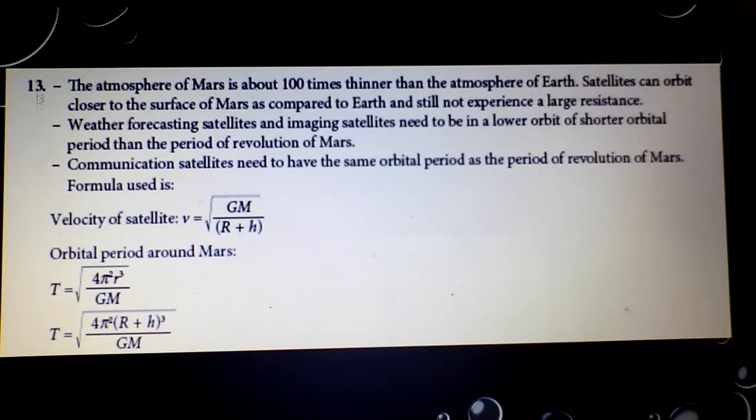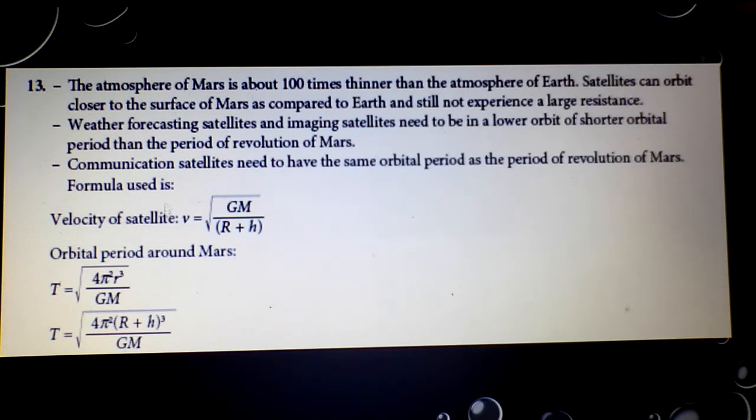For number 13, the atmosphere of Mars is about 100 times thinner than the atmosphere of Earth. Satellites can orbit closer to the surface of Mars as compared to Earth and still not experience a large resistance. Weather forecasting satellite and imaging satellite need to be in a lower orbit, with a shorter orbital period than the period of revolution of Mars. Communication satellite needs to have the same orbital period as the period of revolution of Mars.